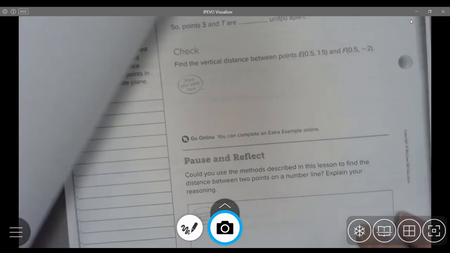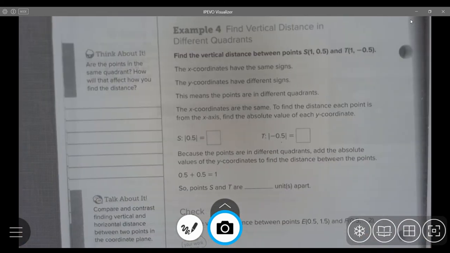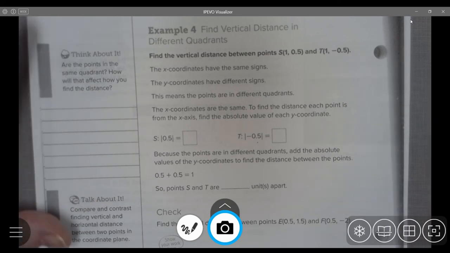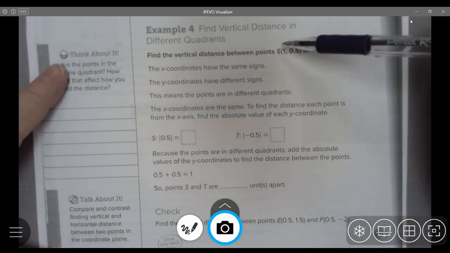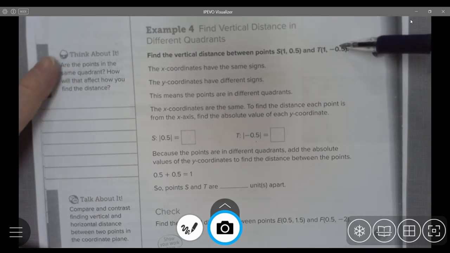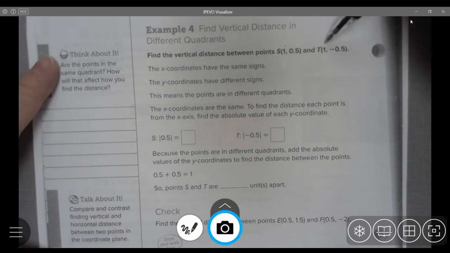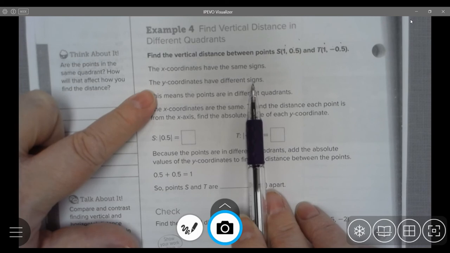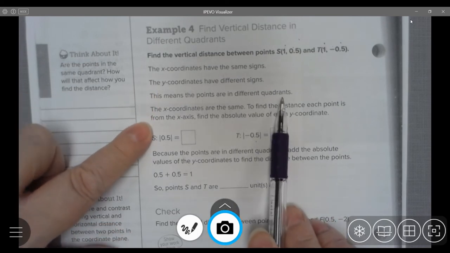Carrying on to page 250, example 4. Find vertical distance in different quadrants. So remember, different quadrants, we need to add them together. So find the vertical distance between point S, whose coordinates would be 1 and 1/2, and T would be 1 and negative 1/2. So as I can see, the first numbers, the x coordinates, are the same. I'm looking at the second ones. And remember, the x ones are the same, the y ones are different. And if they're different, that means they're in different quadrants.